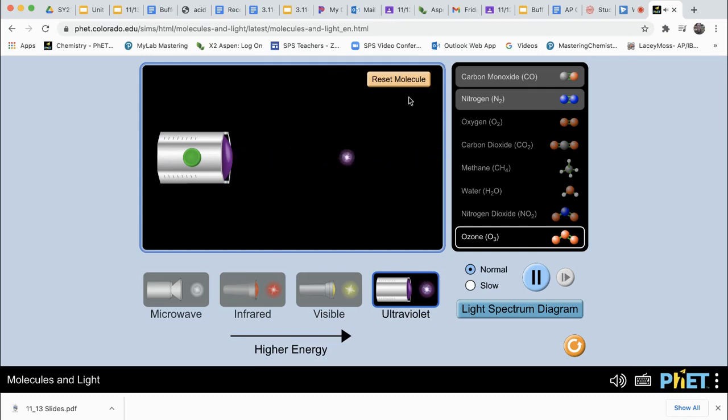UV radiation appears to break the molecule apart. And we kind of know this because, right, we know that ozone protects us from the UV radiation, right? There's an ozone layer in the atmosphere, and ozone molecules absorb UV radiation and reduce the amount of UV that comes down to the Earth that way.